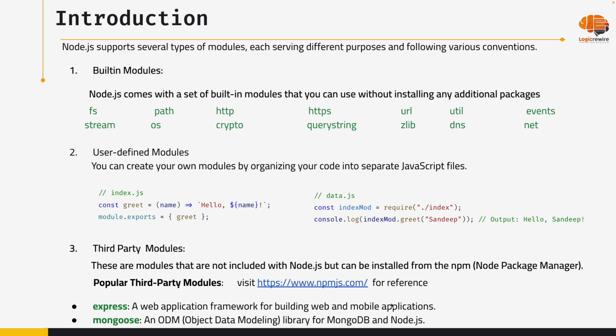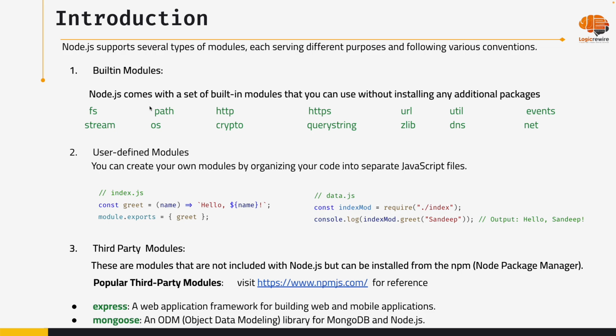So these are the third party modules. Because of these third party modules, Node.js is very popular. There is a huge number of modules already available, so we don't need to write much code ourselves to do such things. So these are the three types of modules. Now we are going to see each one step by step. First we are going to see built-in modules, which are already present at Node.js installation time.